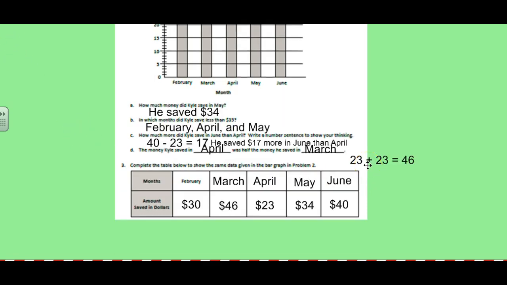Okay, so your chart should look just like mine. You got February, March, April, May, and June. You have $30 for February, $46 for March, $23 for April, $34 for May, and $40 for June.